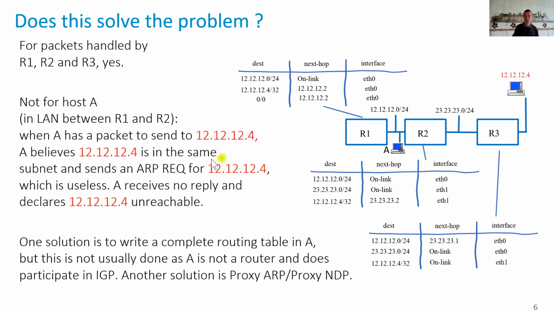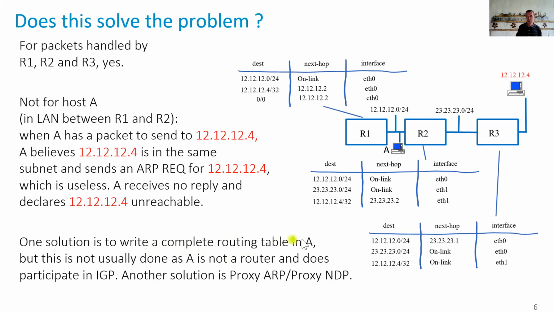Therefore, it will send an ARP packet to find the MAC address of the destination by sending a broadcast, if it's IPv4, on the local area network, asking for the MAC address of this. Of course, this will not work because the destination is not on link as it should be. So nobody will reply and the destination will be unreachable here. This, of course, doesn't work.